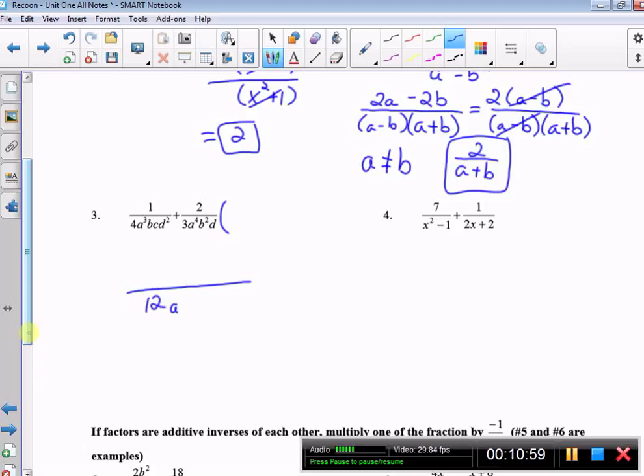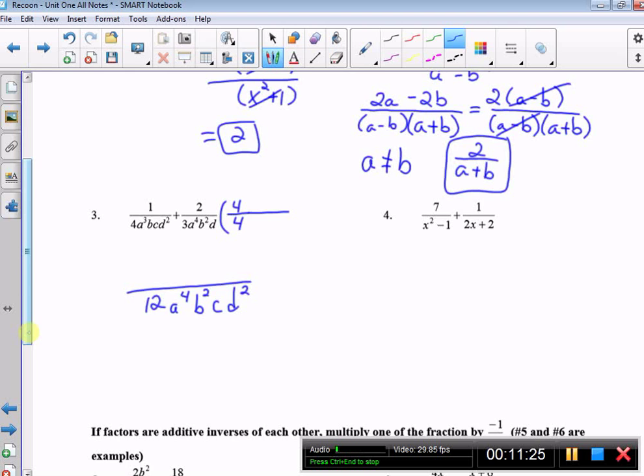A to the 4th, b to the 2nd, c d squared. Because I'm looking at, between the two of them, taking the largest exponent with the variables. So to make this right-hand one say 12, a to the 4th, b squared, c d squared, we need to multiply by 4 over 4.